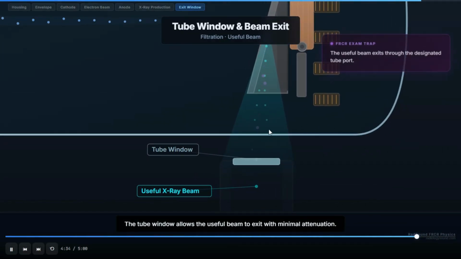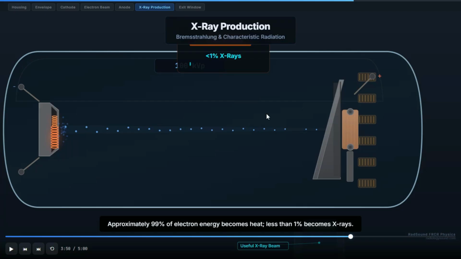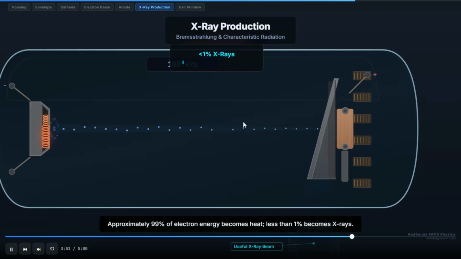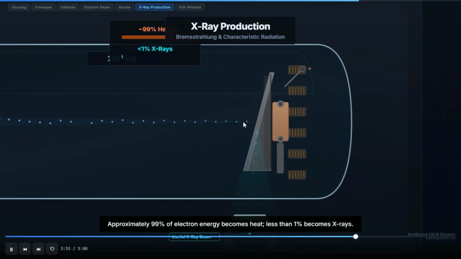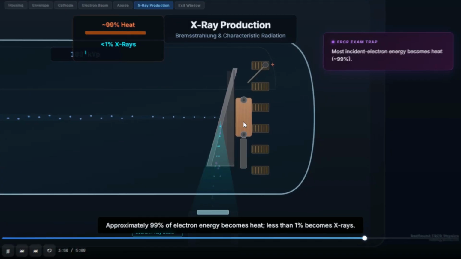Sometimes part of the window, such as in mammography, uses beryllium in the window to help with attenuation. Heat is removed by three methods mostly. Inside this vacuum, the membrane has radiation, we have conduction around the anode, and we have convection inside the oil. So remember these three important methods because they are very important. Convection is always on the outside, not inside the vacuum housing.